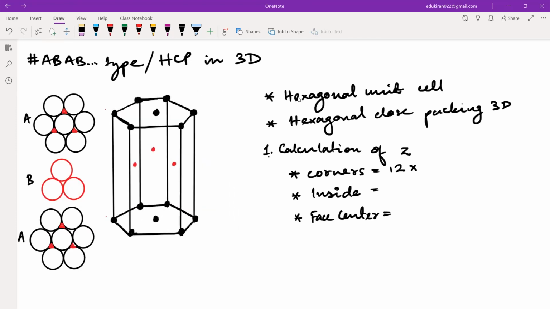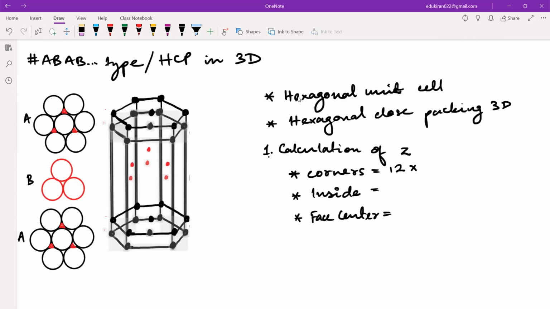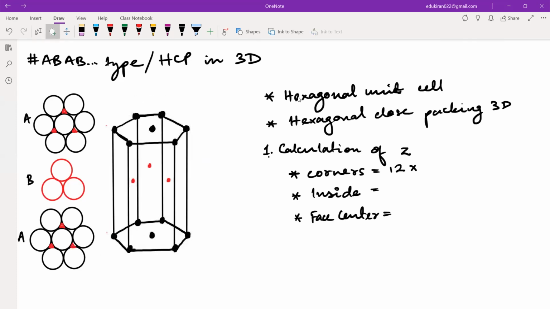But it is not going to be 1/8, because it is a hexagonal unit cell. Here also we need to look at the corner atom and see how many rooms it is shared by. If you look at this corner atom, let me color it with a different color, then it will be shared by 3 rooms in the same floor.